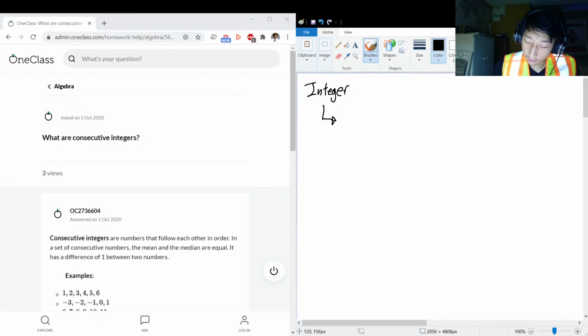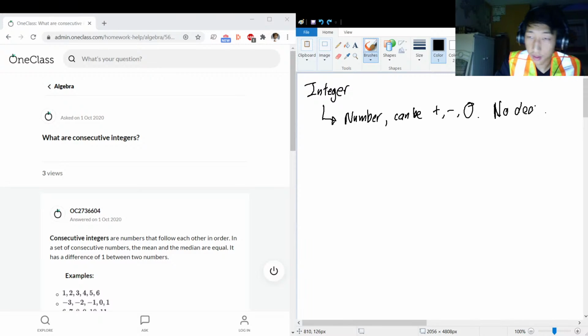is a number. Can be plus, can be minus, can be 0. No decimals. So let's give some examples.